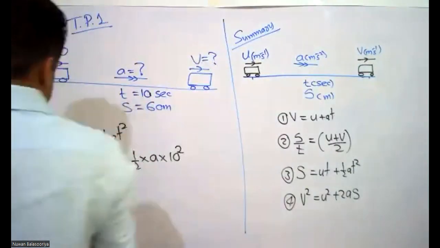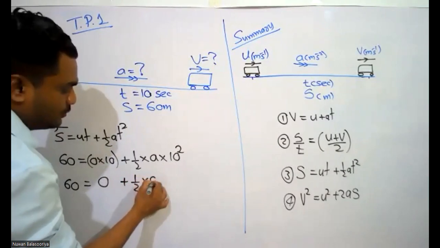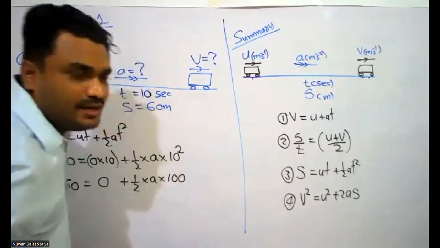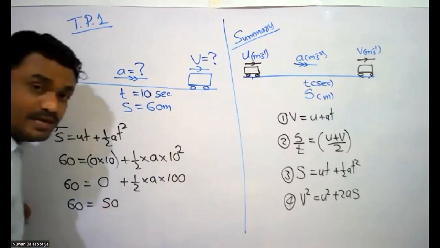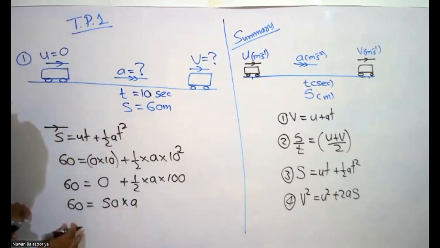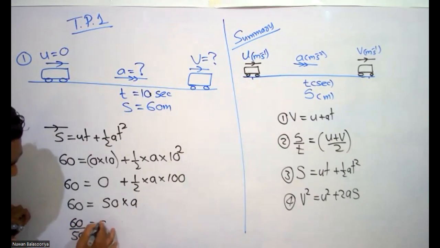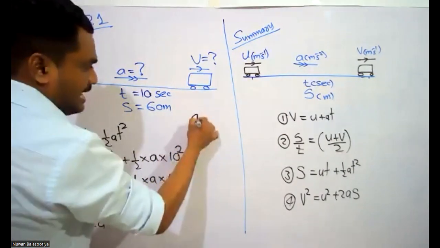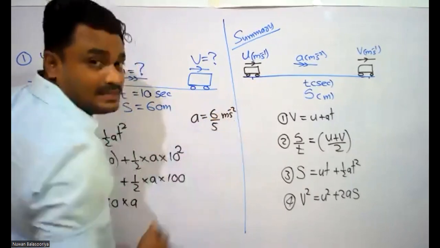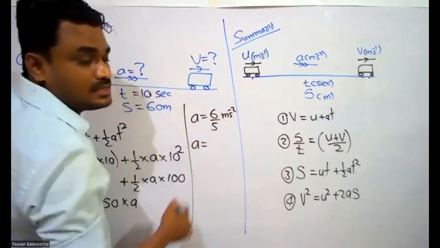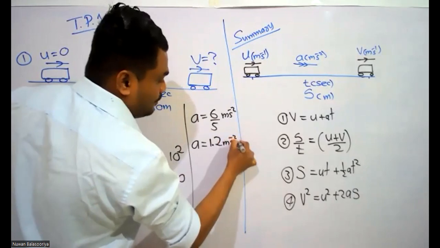Look at the board. So this is 60. 0 into anything is 0, plus half into a, square of 10 is 100. So 60 equals 100 divided by 2, which is 50, into a. If you take 50 to the other side by cross multiplication, 60 over 50 equals a. So acceleration equals 6 over 5 meter per second squared. If you divide 6 by 5, you get a equals 1.2 meter per second squared.